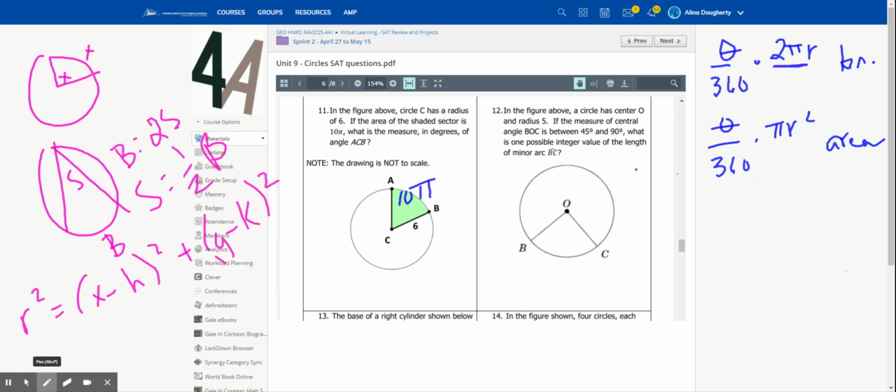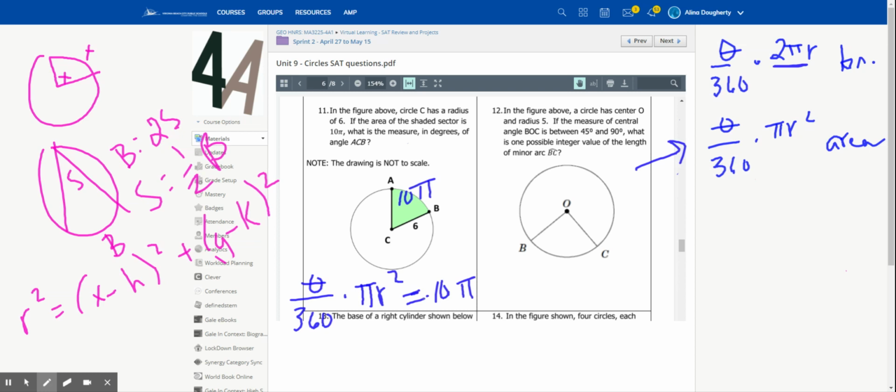So the area is 10 pi. We're going to use this formula. We want degrees. That's what we're looking for. Over 360 times the area, which we're already given. Pi r squared equals 10 pi.